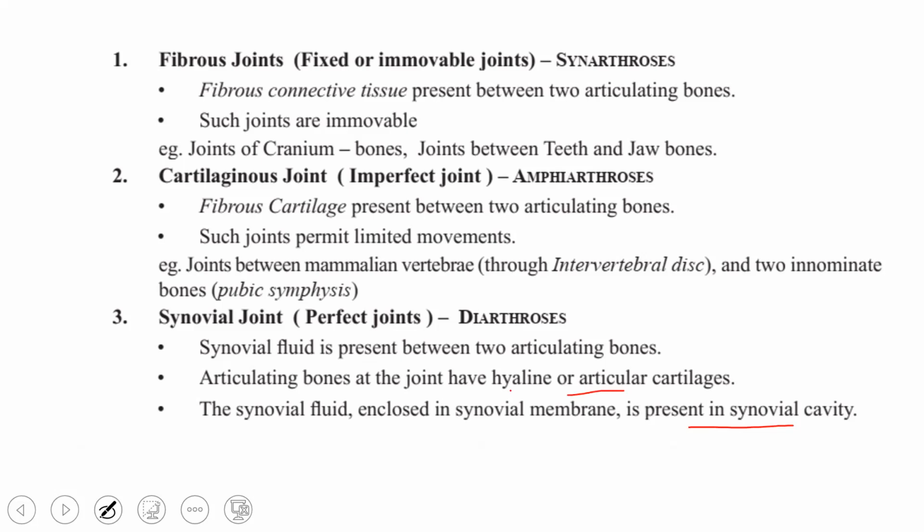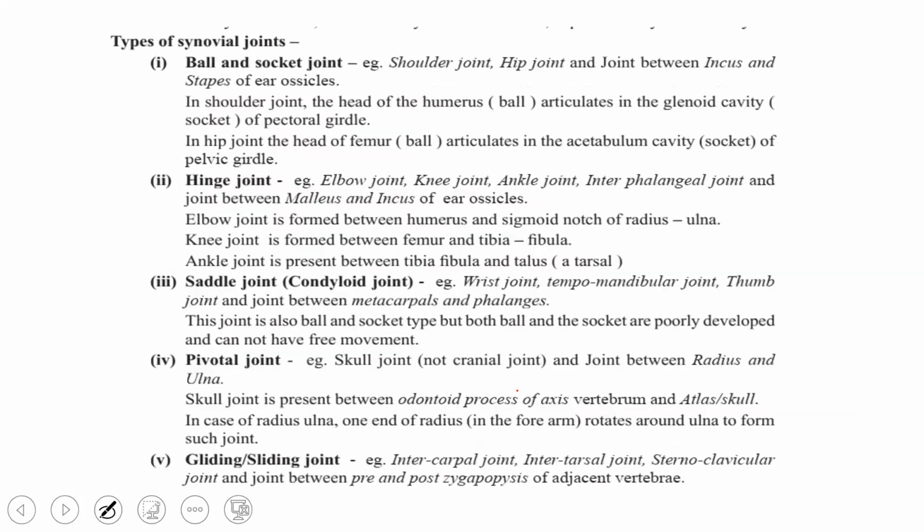They also have cartilage, like hyaline cartilage normally. So the example is the ball and socket joint, beta. You should know the examples from this, as they mainly ask examples for questions. Shoulder joint, hip joint, and in the middle ear, incus and stapes. That is the ball and socket joint.